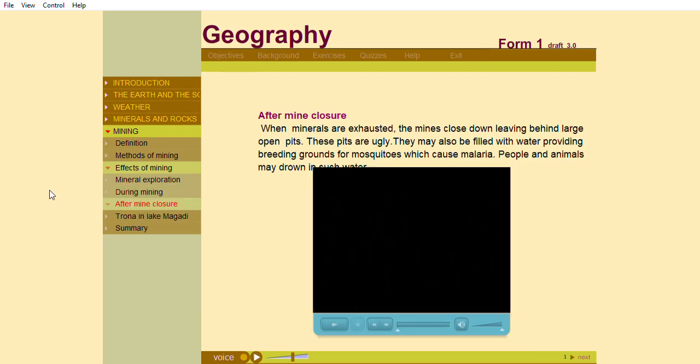When minerals are exhausted, the mines close down, leaving behind large open pits. These pits are ugly. They may also be filled with water, providing breeding grounds for mosquitoes which cause malaria. People and animals may drown in such water.